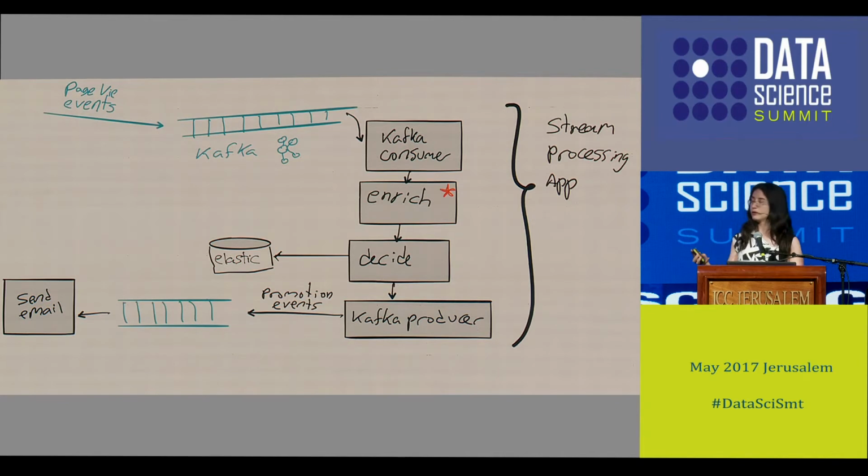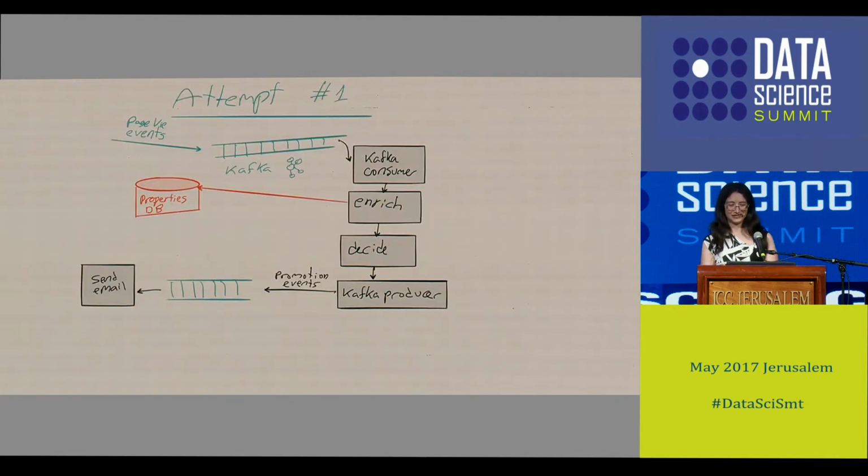And logically, we want to have those events, and then we want to enrich them somehow. Use this enriched information to drive a decision, maybe record a decision in Elastic, produce the result of the decision, and feed everything to a topic that sends off the promotion emails. Fairly simple if we only knew how to enrich things.